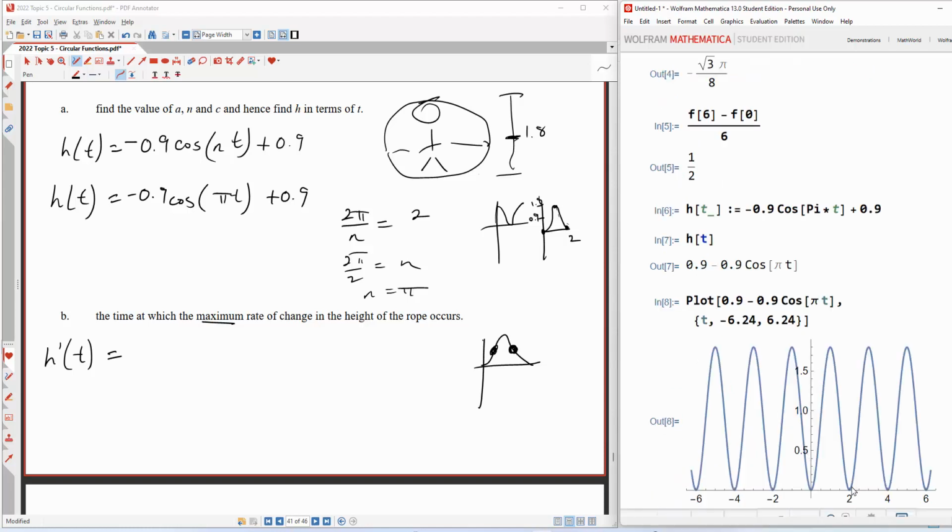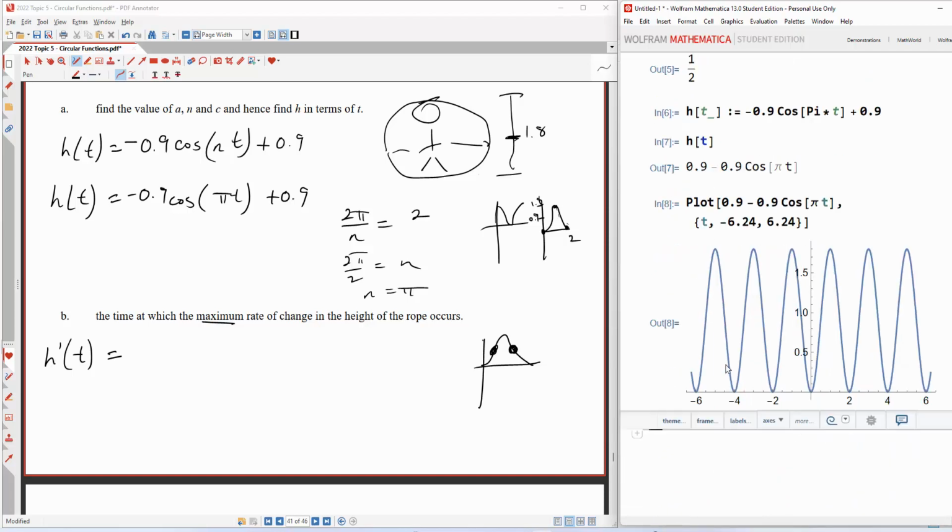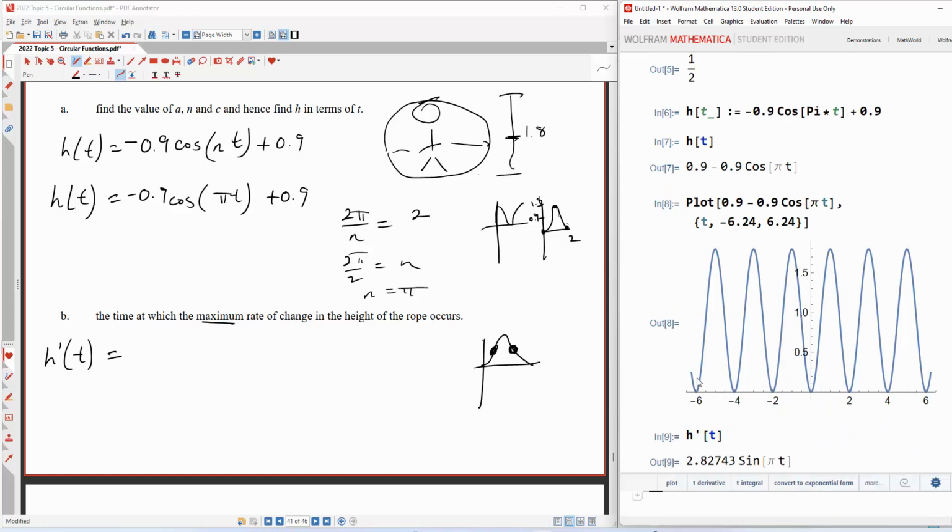Okay, that looks good. So what we're going to do is get the rate of change function. So we'll go h dash t, and it's giving us that. Now let me just pause this to remember the command to give me the fraction version of this.